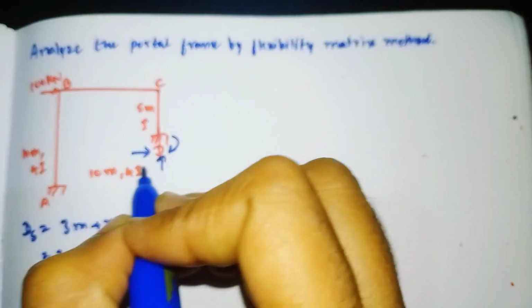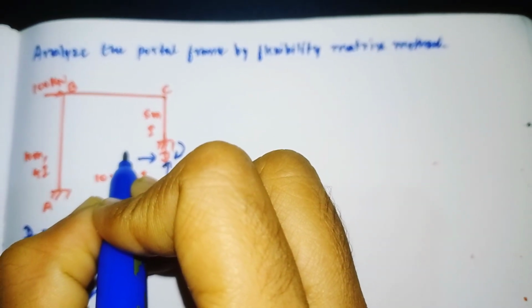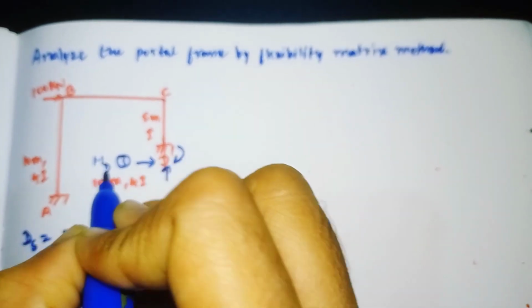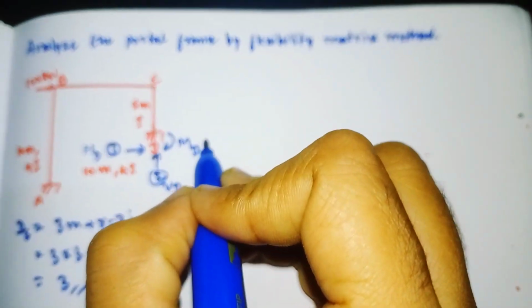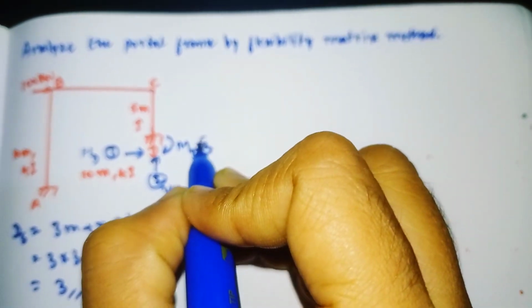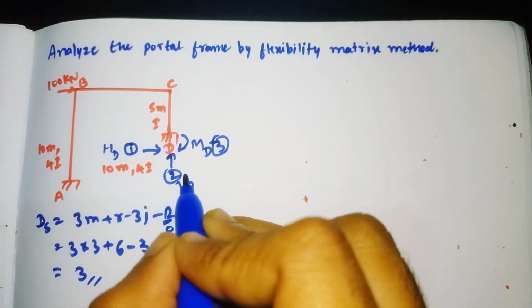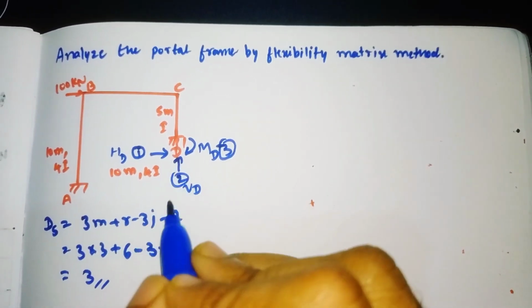For the horizontal one, coordinate number 1, call it HD, and the vertical one, coordinate number 2, is the vertical VD, and one moment, MD, I am giving it coordinate number 3. So we need to release the 3 redundants here to make the structure statically determinate.